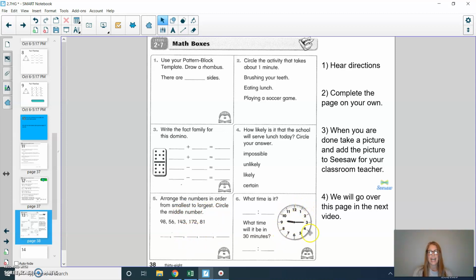For question 6, what time is it? And what time will it be in 30 minutes?